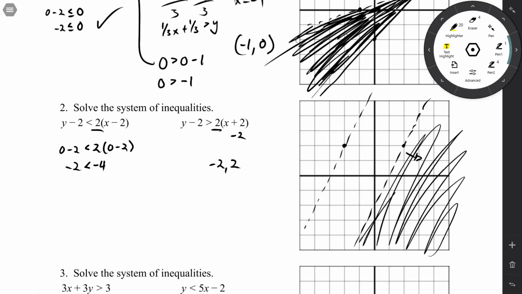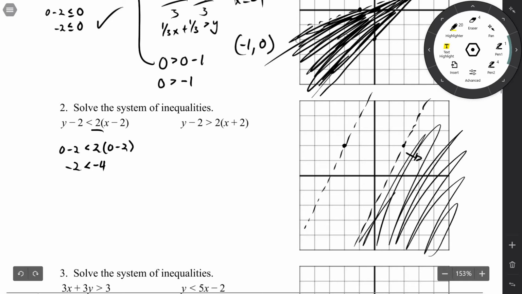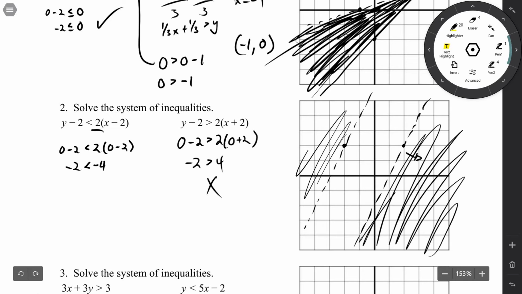All right, so we'll try 0, 0 on this one. So let's see. 0 minus 2 is greater than 2x plus 2. Oh, that was a 0. 0 plus 2. So really it's negative 2 is greater than 4. That does not check out as well, so we'd shade in this direction. So this one has no solution.